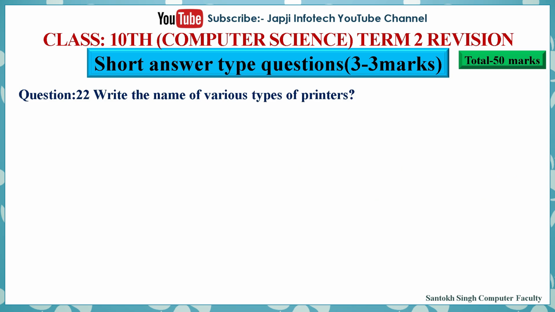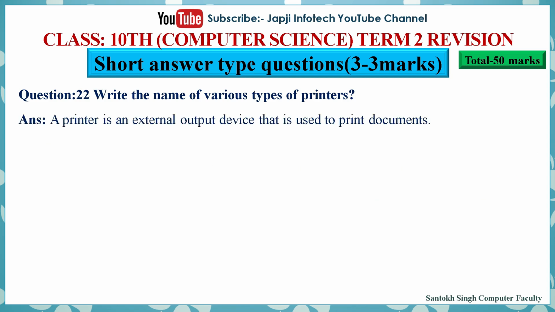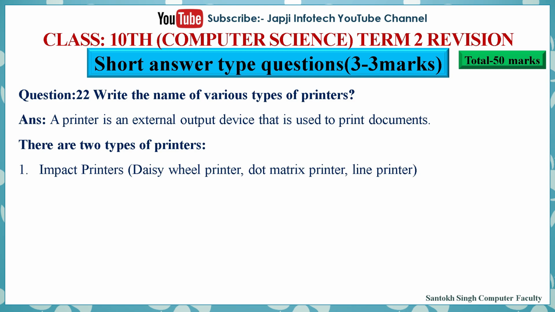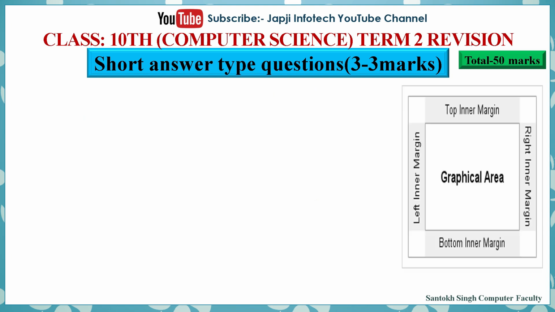And 22nd one is, write the names of various types of printers. A printer is an external output device that is used to print documents. So there are two types of printers. The first one is impact printer, like daisy wheel printer, automatic printer, line printer, and second one is non-impact printer, which are inkjet printer, laser printer, etc.